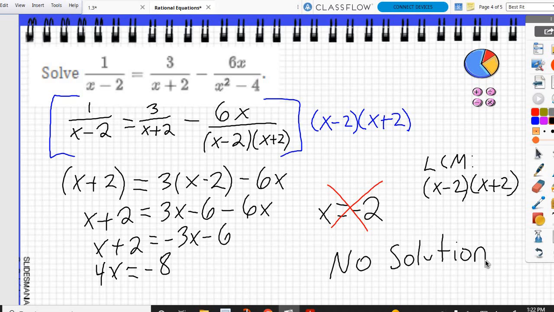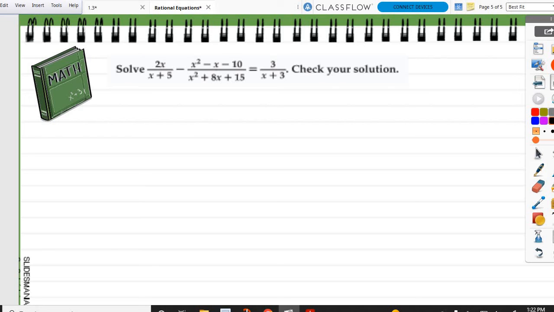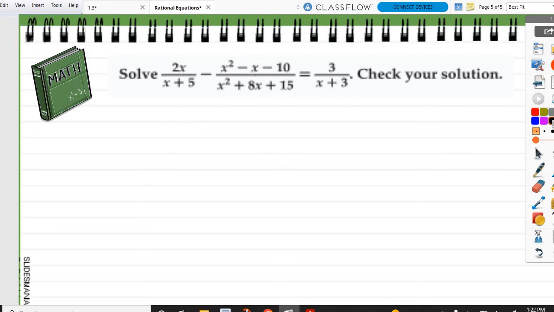Alright, we just have one last example. It looks a little bit longer, but it's going to be fine, I promise. So what did we say we want to look for first? Yep, but in order to find our least common multiple, what might it be helpful to do? Factor.